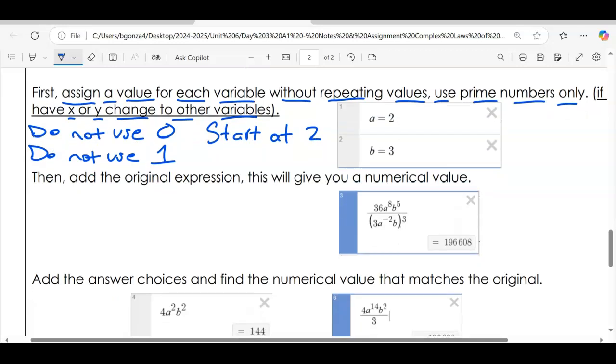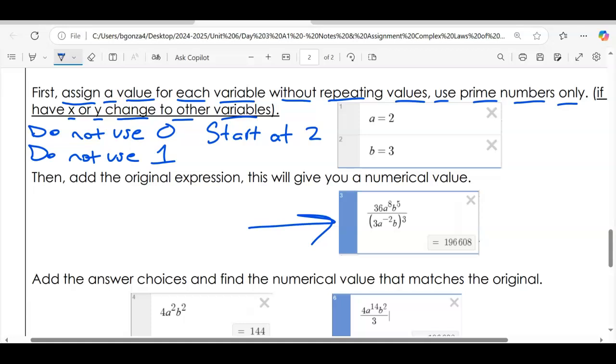And here's your next step. You literally just type it in. Type in the question into Desmos. So you say A is equal to 2, B is equal to 3. Type in the equation, the expression, and what do you get? Some number. Okay?